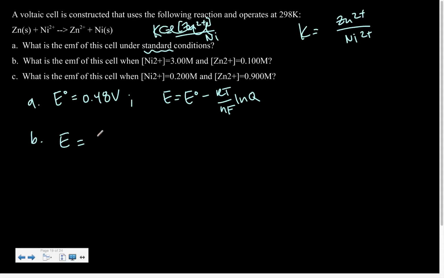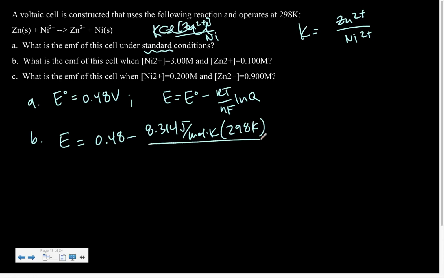So if we look at E, and this is 0.48 volts minus R times T, unless we're told otherwise, we can assume it's 298. N, how many electrons are transferred here? Right, 2 times 96,000. We're going to estimate 400 coulombs per mole times the ln of Q, which in this case, again, is zinc over nickel. So zinc is 0.1 over nickel, which is 3.